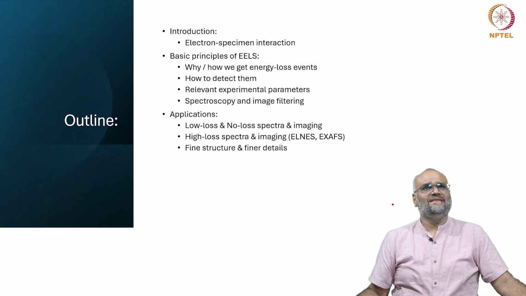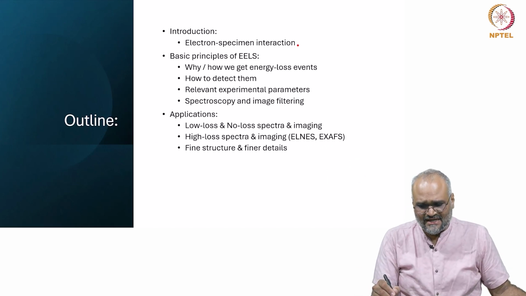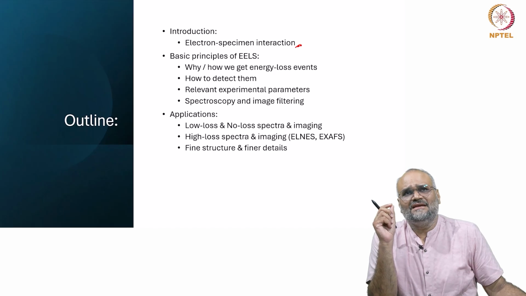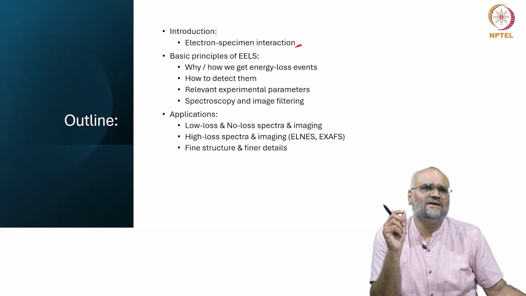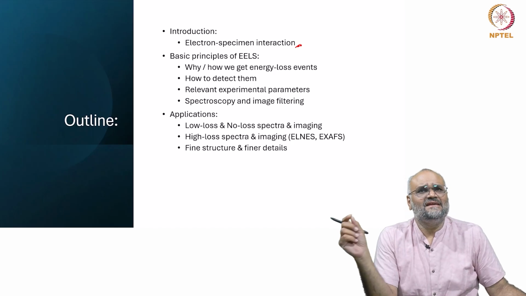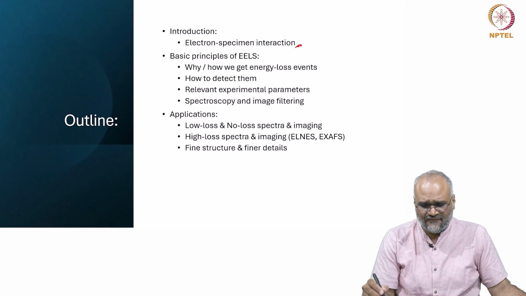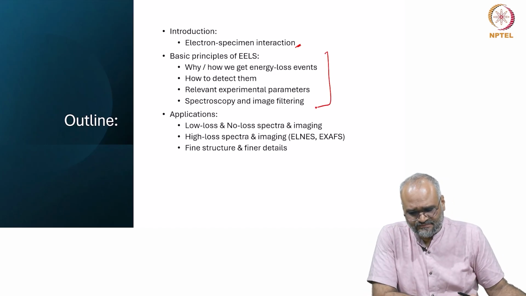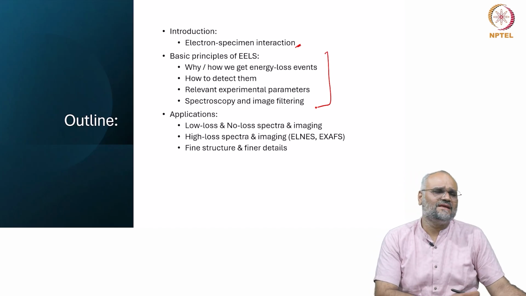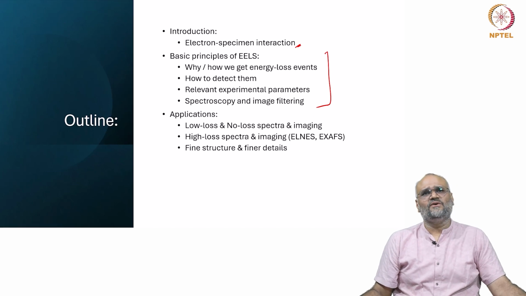So with that, we will look at the concepts of electron-specimen interaction again, from the perspective of inelastically scattered electrons. We covered the concepts of X-rays, Bremsstrahlung and characteristic X-rays, and interband and intraband transitions in the previous lectures, and we'll see a few basic principles of EELS: why or how we get these energy loss events, how to detect them, what the relevant experimental parameters are, and we will also focus on some basics.